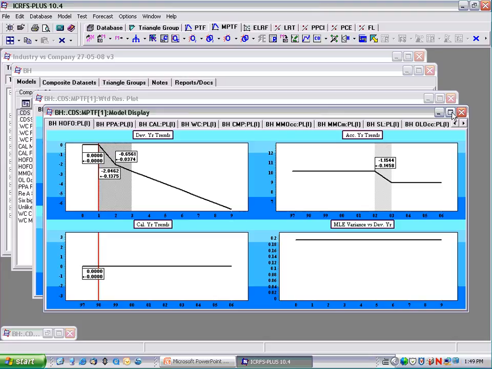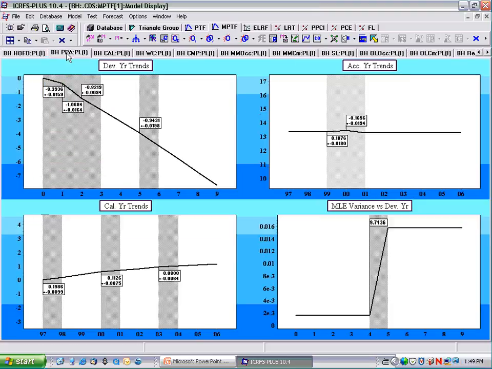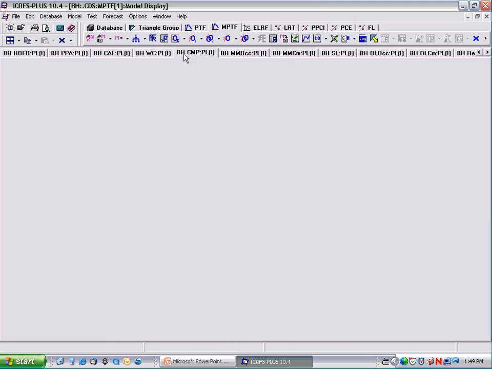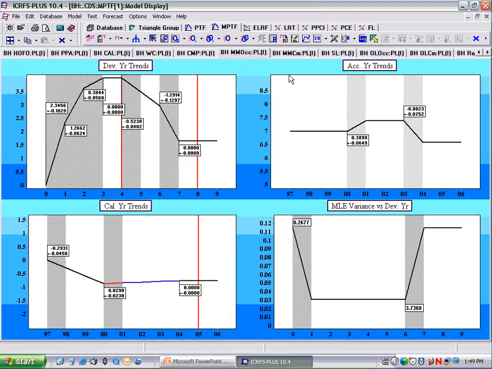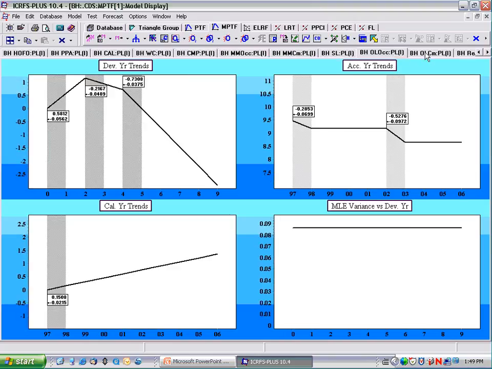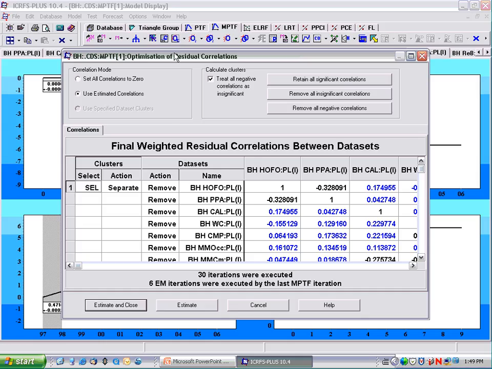So this is the model display, and this model display is the kind of model display you would have had for each line of business in the PTF module. But now you've also computed the process correlation. So you go to the OC button, and you'll see that a lot of the correlations are in blue.